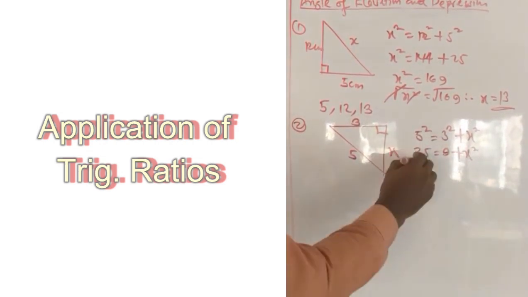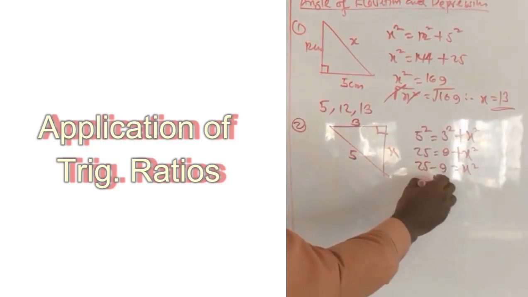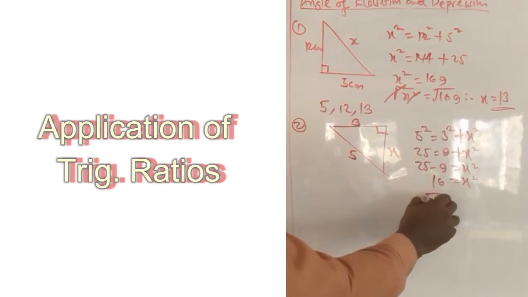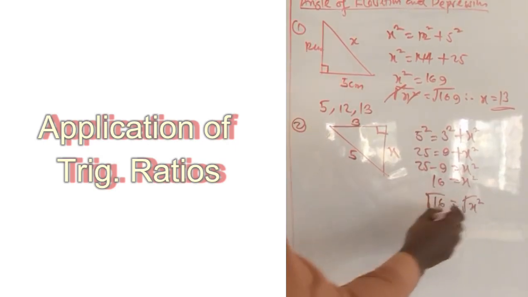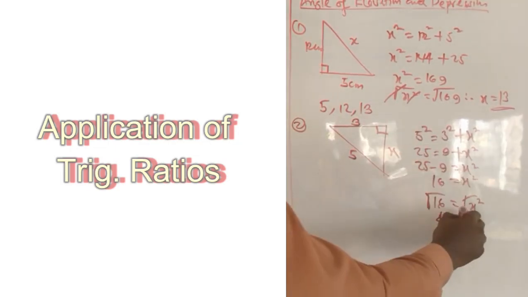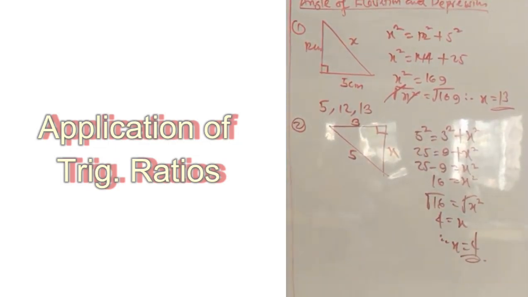So bring this 9 here. 25 minus 9 equals x squared. Subtract this to get x squared equals 16, then square root both sides. Square root of 16 is plus or minus 4. But we are dealing with sides, so it's going to be positive. So therefore x equals 4 units. Is that clear? If you are given two sides, you can get the third side if it's a right-angled triangle. Very simple.